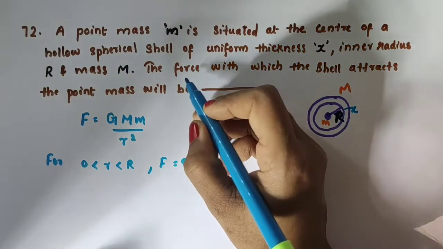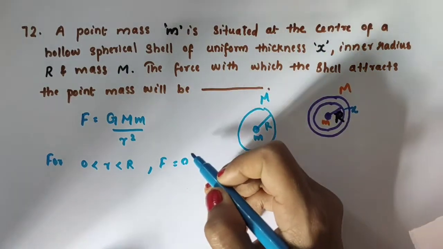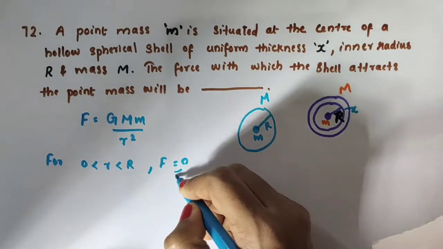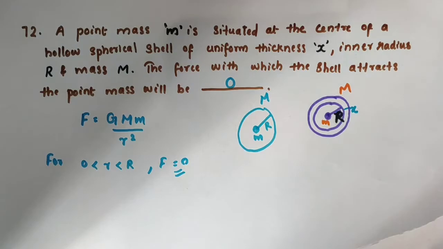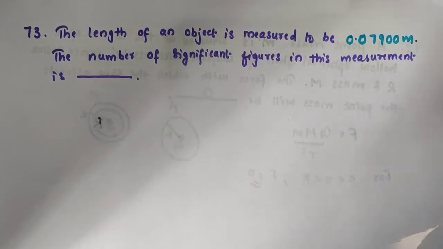So what is the question here? The force with which the shell attracts the point mass will be dash. What will be that force? That will be equal to 0. Now, let us see the next question.